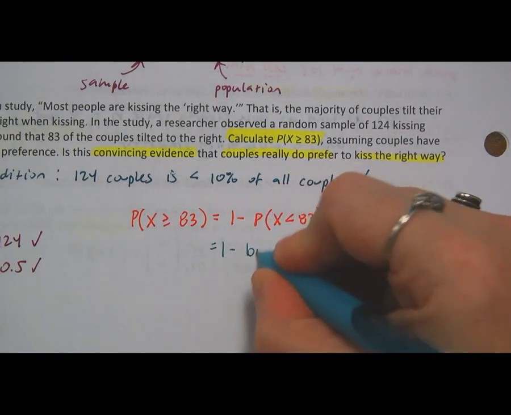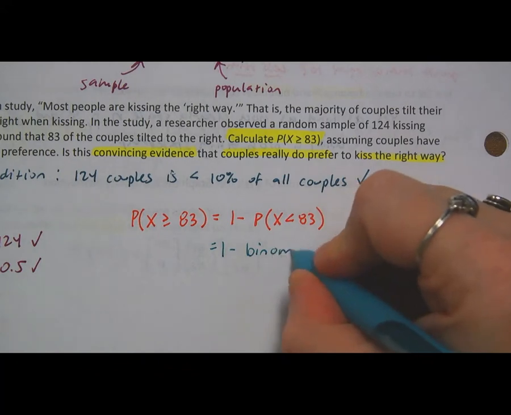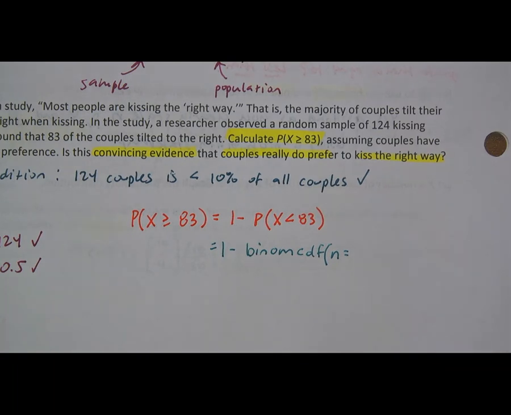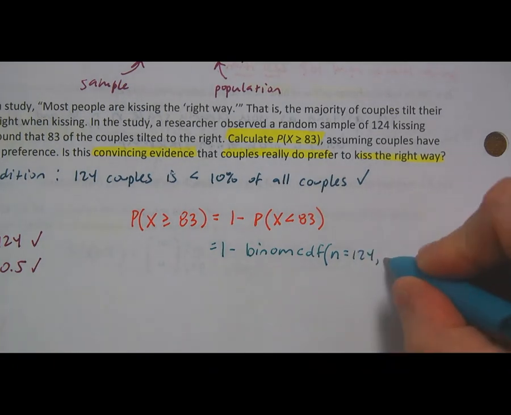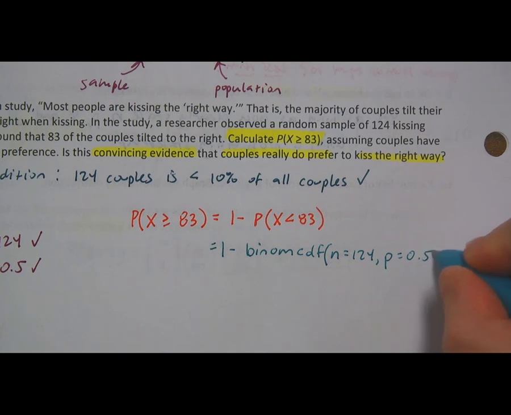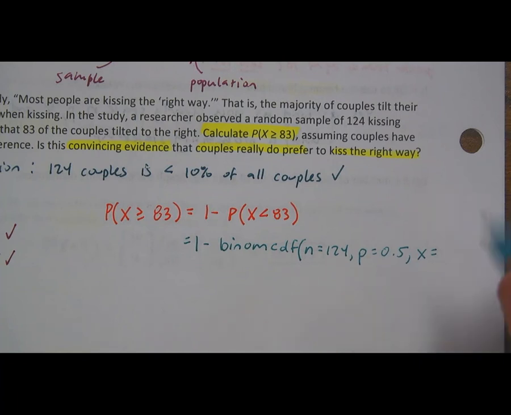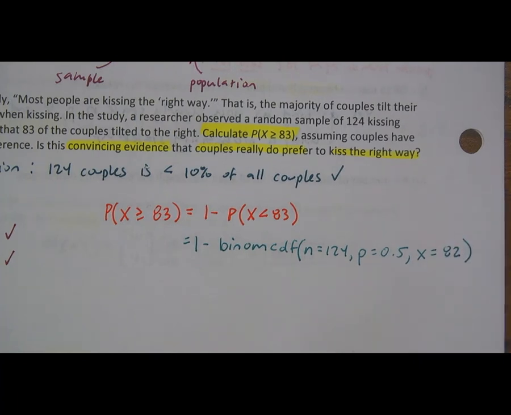That's 1 minus, is this binomial PDF or CDF? CDF. What is n? 124. What's p? 0.5. Do you remember how we handle the x part? 82, because it's less than 83. Grab your calculator. 1 minus binomcdf(124, 0.5, 82).